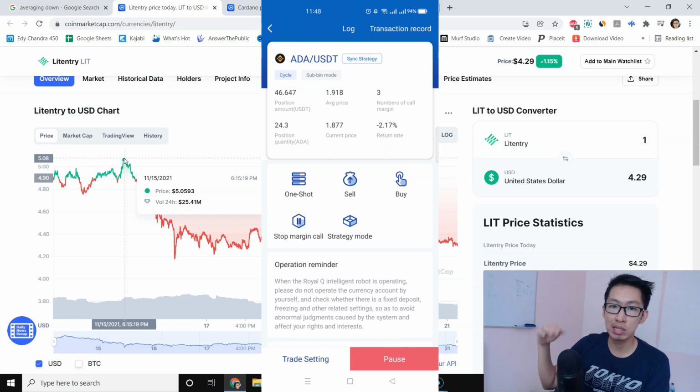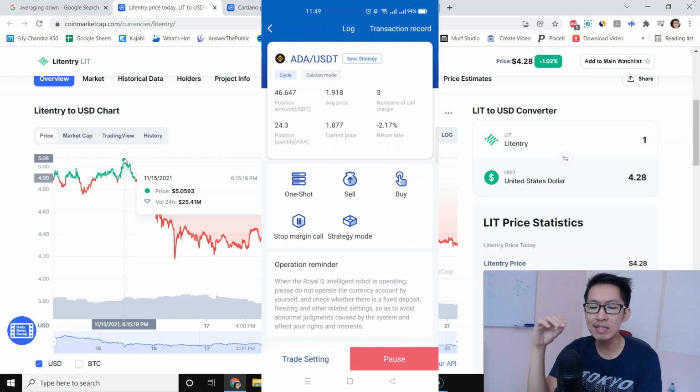If one shot, you take one time profit and then it's done. This function is good when, let's say, you don't like the coin, maybe you want to change coin, and then you can do that function. Let's say you don't want this coin anymore, you want to try another coin, then you can use one shot.